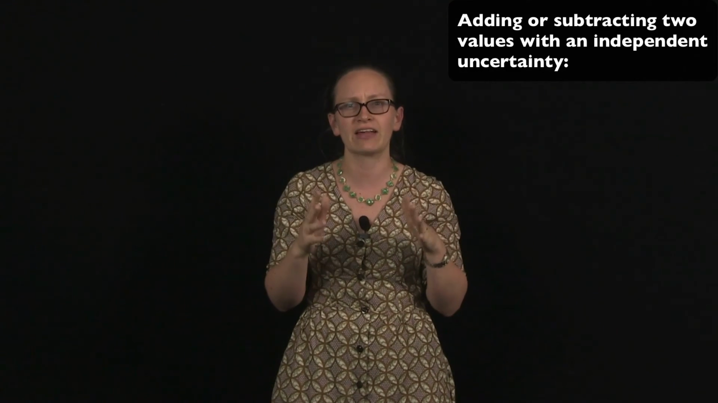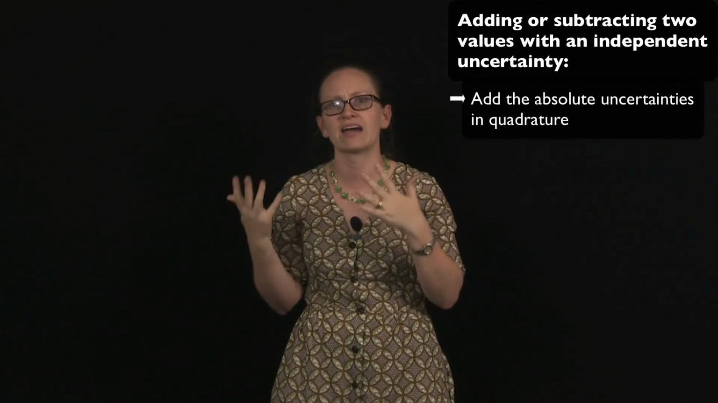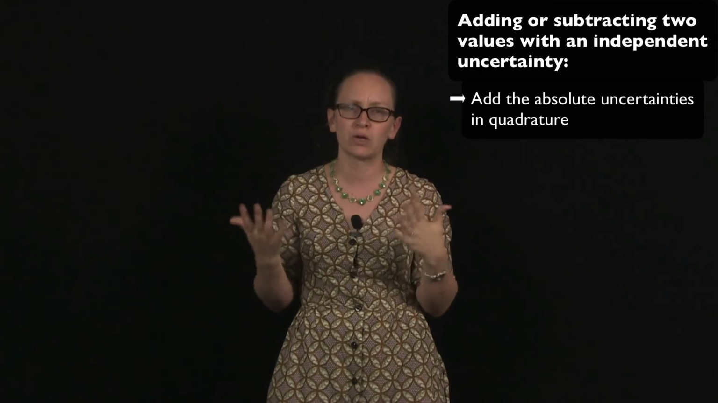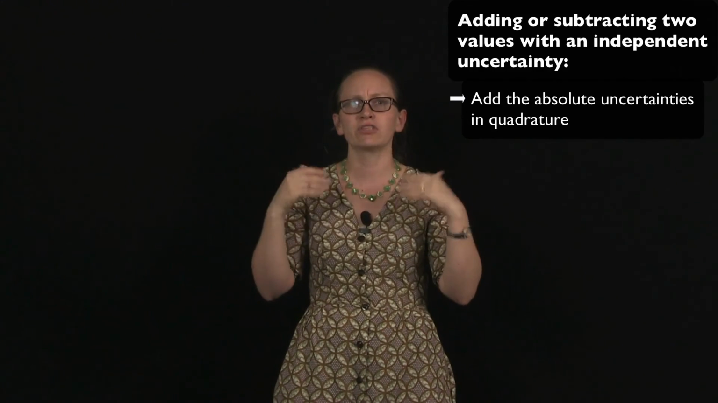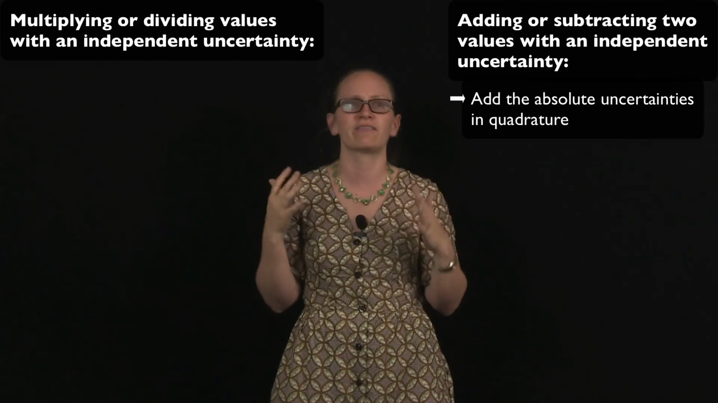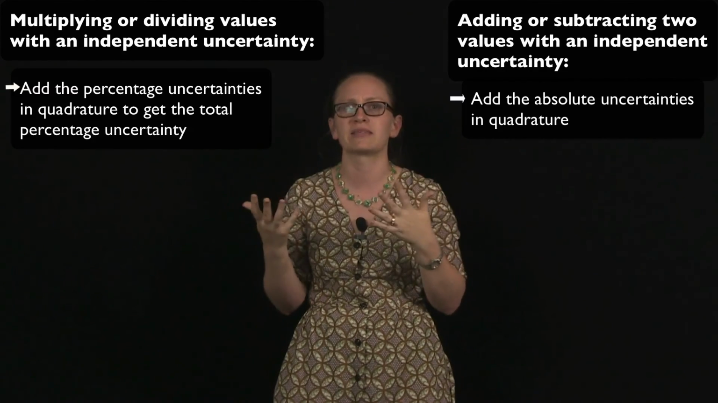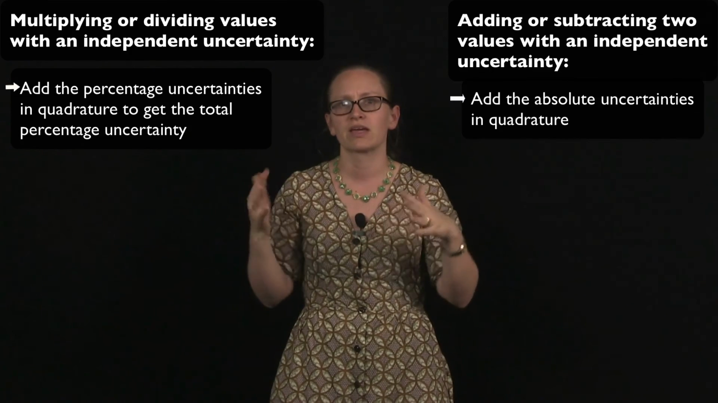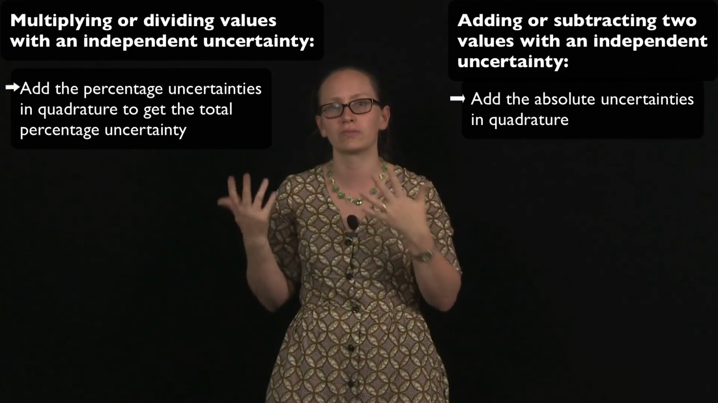So to summarise, when dealing with independent errors, if we want to add or subtract our values, then we need to add our absolute uncertainties in quadrature. If we want to multiply or divide our values, then we need to add the percentage errors in quadrature in order to get the total percentage error.